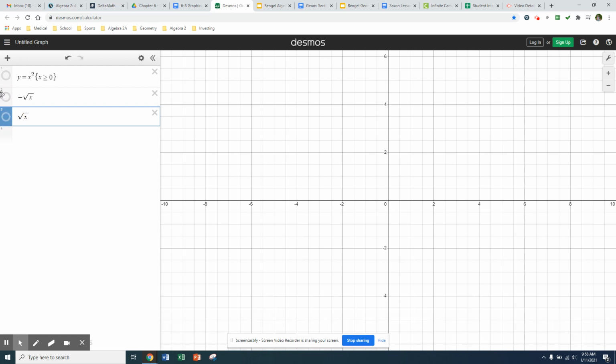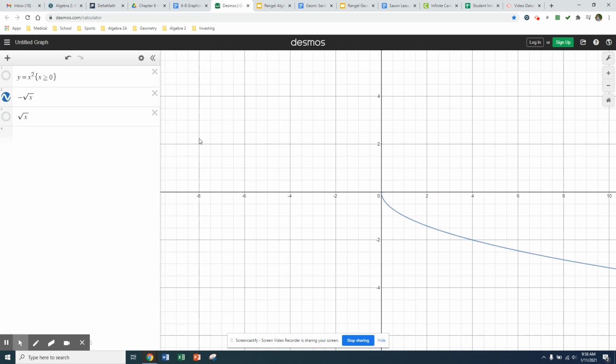If I go back to Desmos, if I put a negative out in front of my square root, it's going to flip it over the x-axis. And that's going to be what that graph is representing right there.